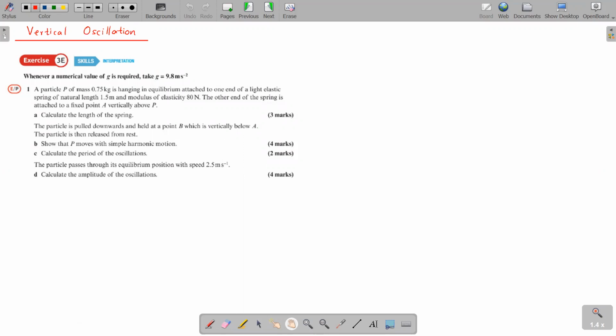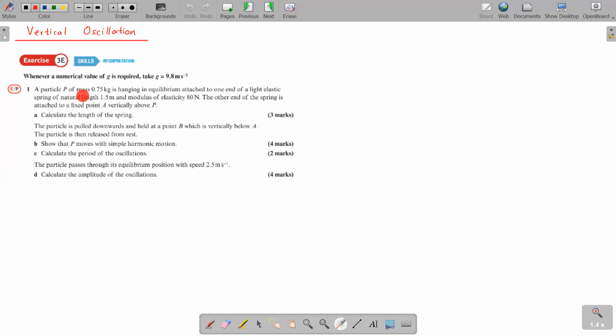First we'll go through the questions, and I will give you the required rules that you need to know in each section. Okay, right. So let's go through the questions. Question number 1. Whenever a numerical value of g is required, take g equal to 9.8. So you know this rule.